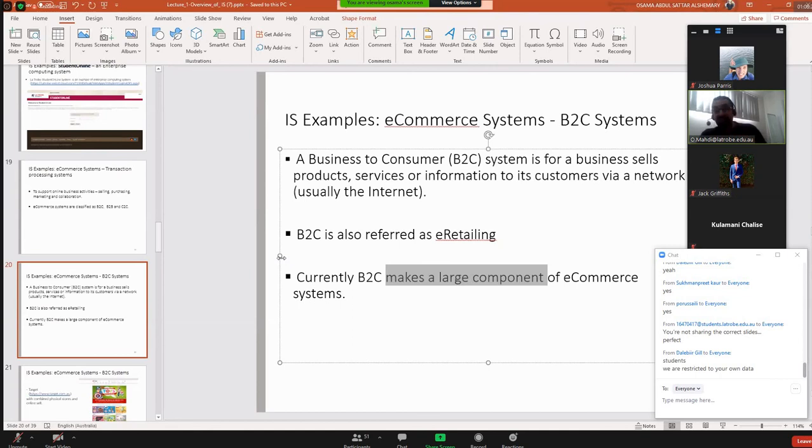These days it is the information system where the business itself sells products, sells services, sells any information, and provides information directly to the customer.